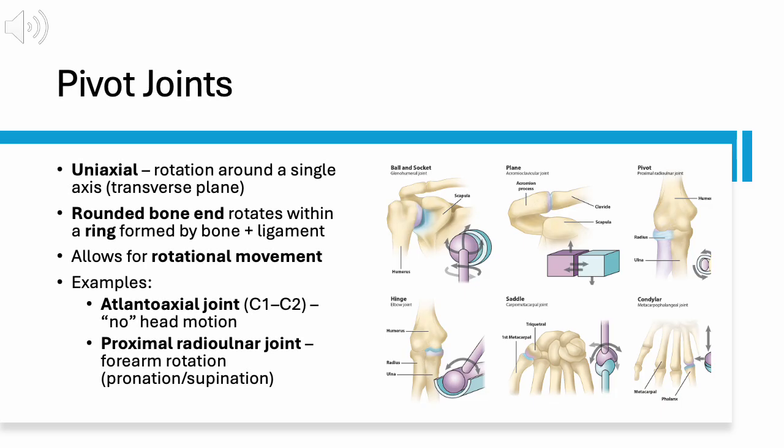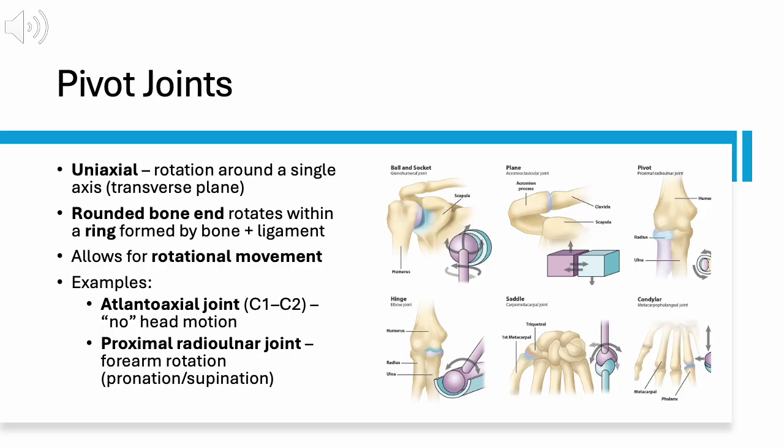Let's move on to pivot joints, another type of uniaxial synovial joint. These joints allow for rotational movement around a single axis, typically in the transverse plane. Structurally, they feature a rounded or pointed surface of one bone that fits into a ring formed by another bone and a ligament. There are 2 classic examples: the atlantoaxial joint, located between the first, C1, and second, C2 cervical vertebrae. Here, the dens, odontoid process, of the axis, C2, pivots within a ring formed by the atlas, C1.